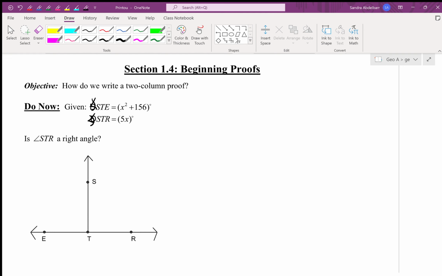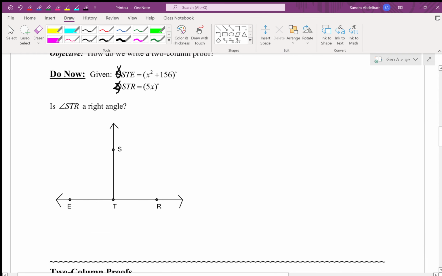Label it in our diagram. So let's go ahead and label our diagram. Now follow the letters. Angle S to T to E, that is represented by x squared plus 156 degrees. And then angle STR is represented by 5x degrees. Okay. Now we're asked, is angle STR a right angle?